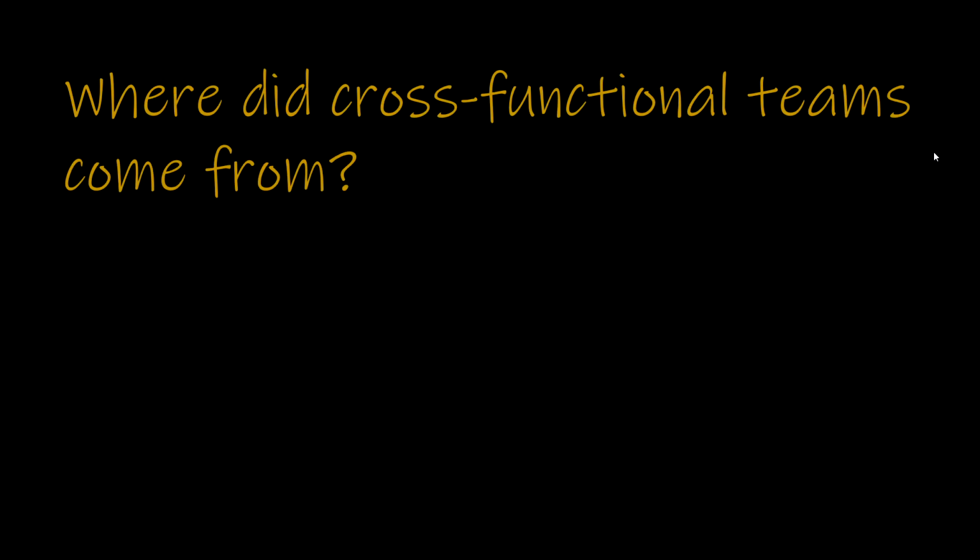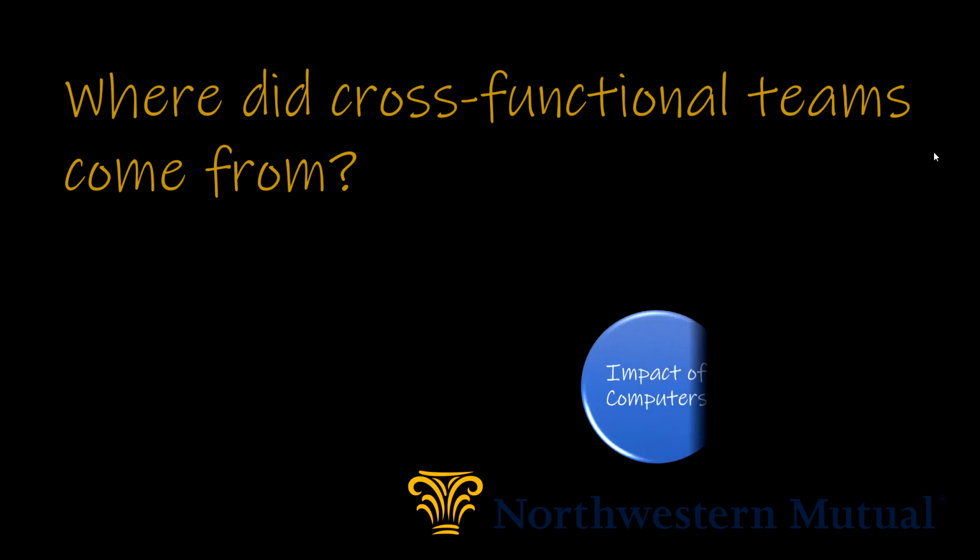So where did cross-functional teams come from? The first documented cross-functional teams were formed in the 1950s by a company we know of today as Northwestern Mutual. And the problem that they were trying to solve at that point in time dealt with the impact of computers on business. Northwestern Mutual saw that computers were entering the marketplace. They could see that they were going to have some type of impact on the business that they were doing, but they weren't sure what that impact was going to be.